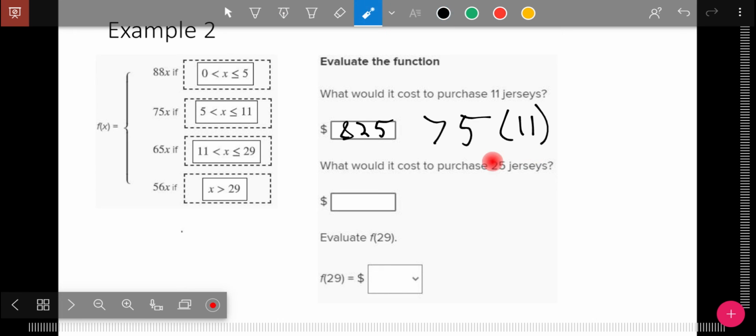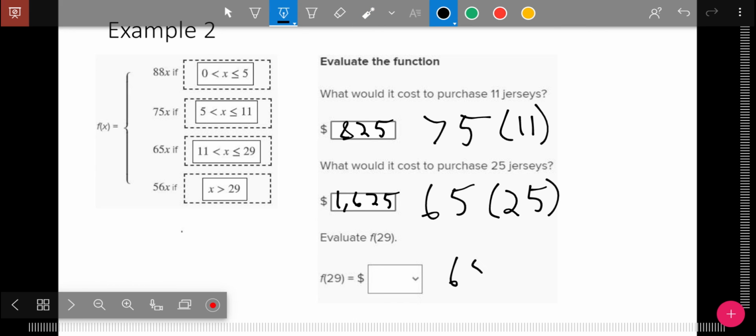Where does 25 fit? 25 is between 11 and 29, so it goes into 65x. And so 65 times x, which is 25 jerseys. Type that into a calculator and get $1,625. And then where does 29 fit? 29 is again here and here. And so 29 is going to be included up there in 65x. So I do 65 times 29. The coach probably could have saved himself some money if he bought 30 instead of 29, but 29 it is. And so $1,885.